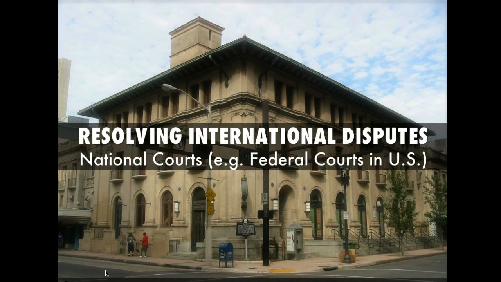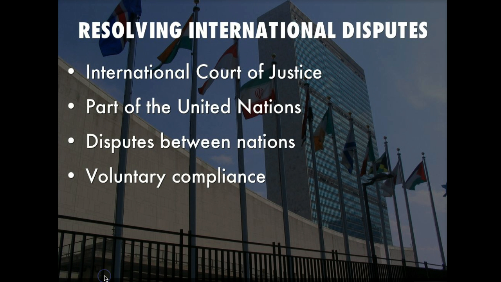So we've had several that are mentioned already. One is arbitration, one is the courts of international organizations. The third would be the national courts. And then the final way that I want to briefly introduce you to in terms of resolving international disputes, you can see from the picture on the slide, the United Nations. That's the International Court of Justice, or what's sometimes called the World Court. And the World Court is part of the United Nations.